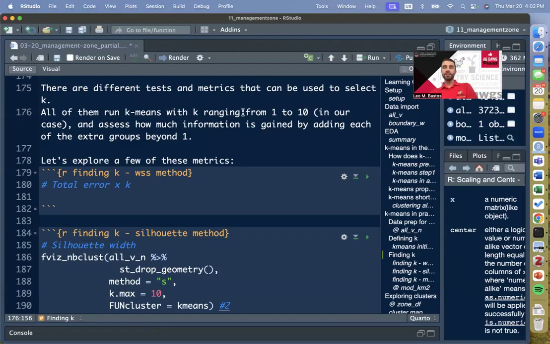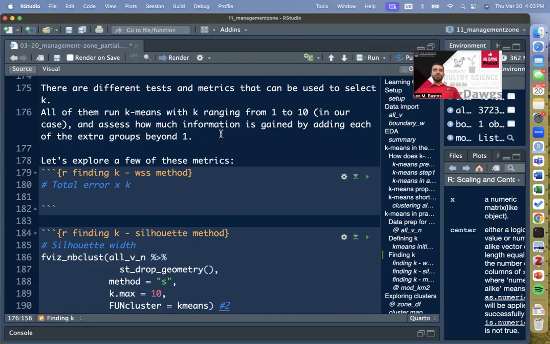So it could be the between divided by total sum of squares. And then try to understand how much we're gaining as far as how much more variability we're explaining by each extra cluster. Because in the beginning, adding a cluster is going to explain a lot of information. But after a certain point, adding another cluster is going to explain just a little bit more and not too much more. That's the point of marginal returns. That's the point where we say, okay, I'm not going beyond this, because by adding more clusters, I'm just explaining very little more variability.